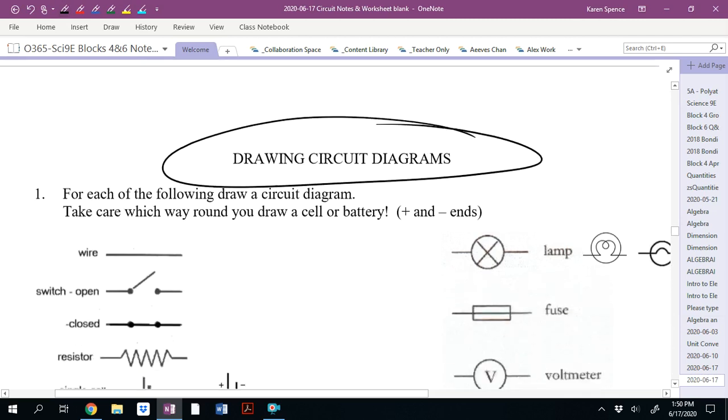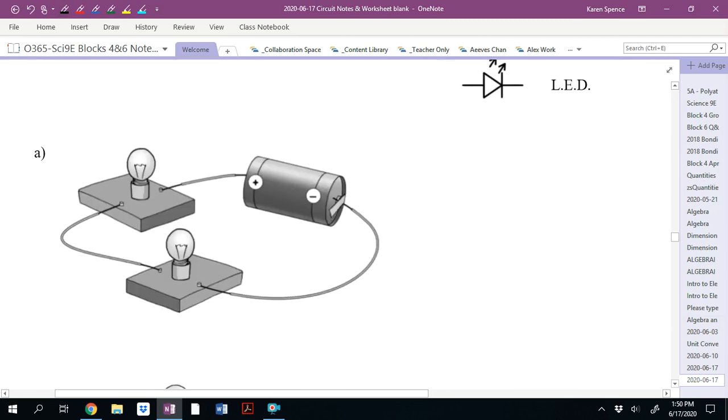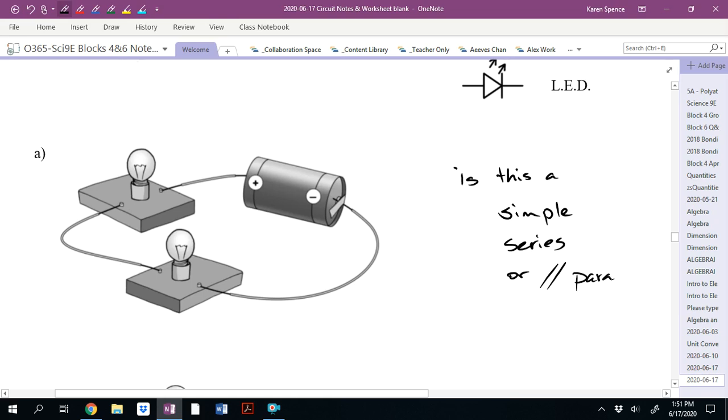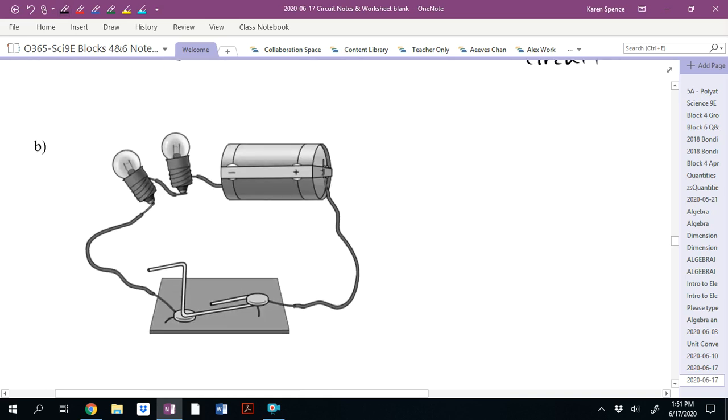Think about the terms series and parallel as you go through here. I might just add in a few things like, is this a series circuit? Is this a parallel circuit? I haven't done it. You know what? Add it for yourself. Is this a simple series or parallel? Ooh, parallel circuit. See, you don't have to write the word parallel anymore. You can just draw it like that. Anyway, have fun doing this.